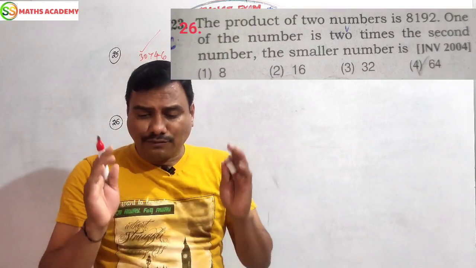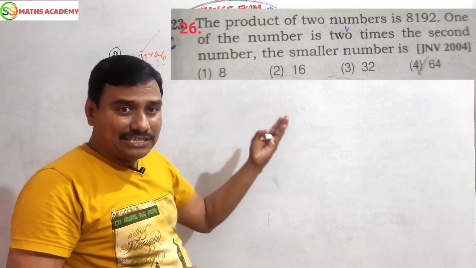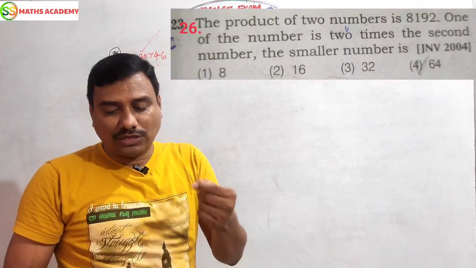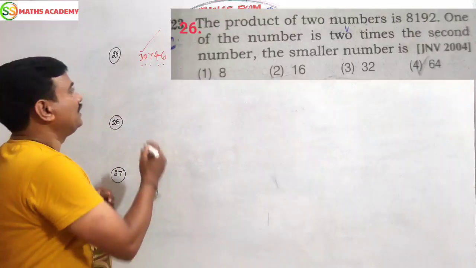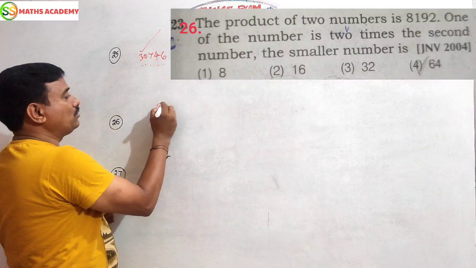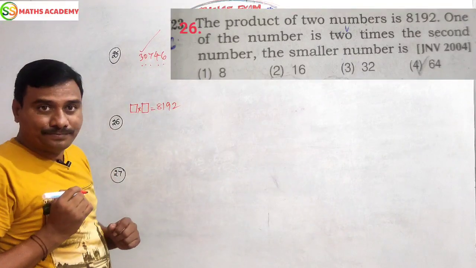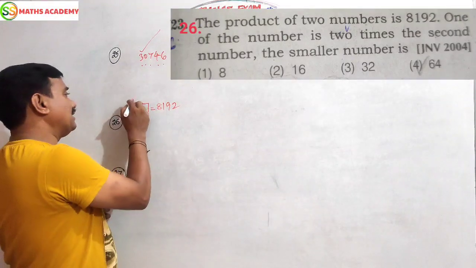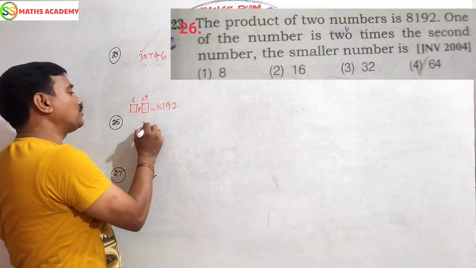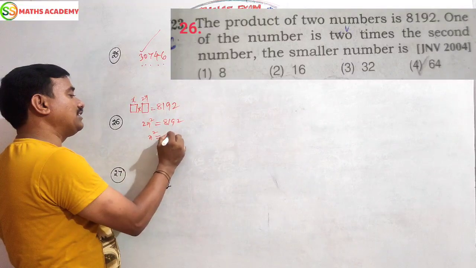Now question number 26. The product of two numbers is 8,192. One of the numbers is twice the first number. Twice means 2 times. What is the smaller number? First of all, the product of the numbers given in the question is 8,192. The first number we don't know, so let it be x. Now the second number will be 2x. So x into 2x is 2x square. Now 8,192, so 2x square equals 8,192.